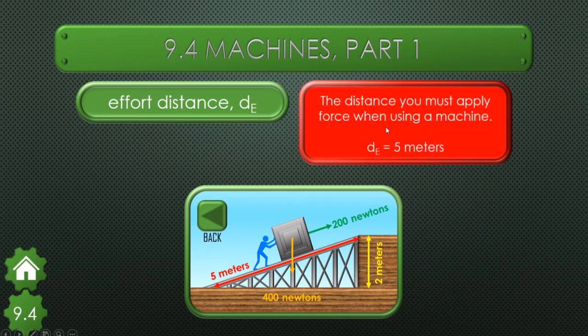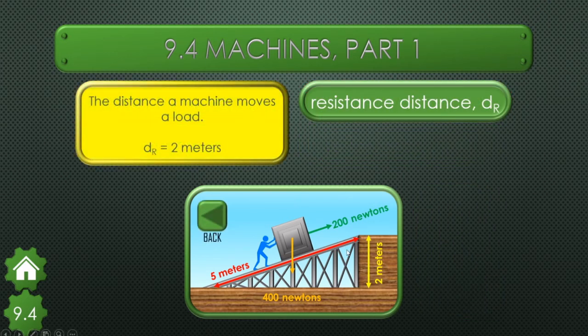The effort distance is the distance that you must apply force when using a machine. In this case, Frank has to push the box 5 meters up the length of the ramp in order to get the box to the top here. So in this situation, the effort distance is equal to 5 meters.